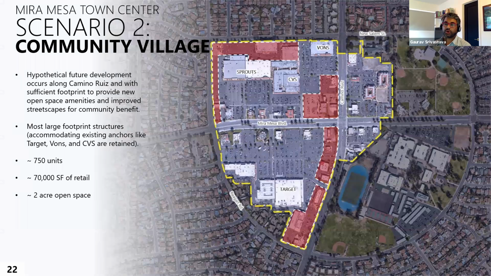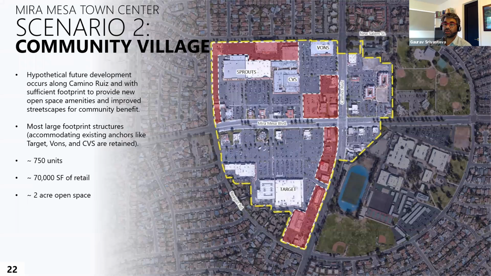There are two corridors under these development assumptions that are likely to see change. First is Camino Ruiz, just east of Target. It builds off the redevelopment of the supermarket that's just south of Target, but it extends all the way to Mira Mesa Boulevard. And also there is a new development site at the most visible intersection currently at Mira Mesa Boulevard and Camino Ruiz.